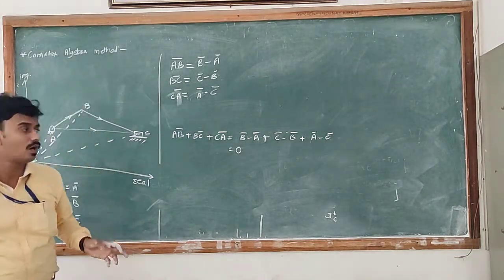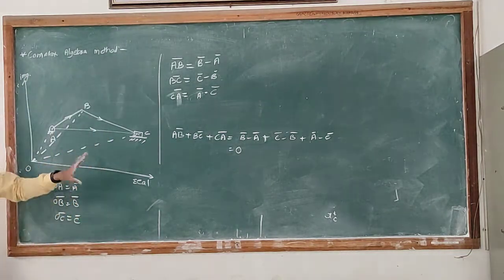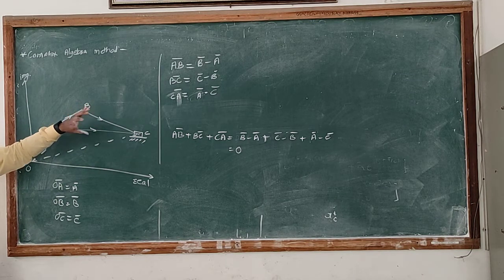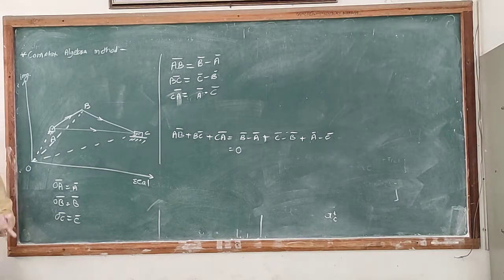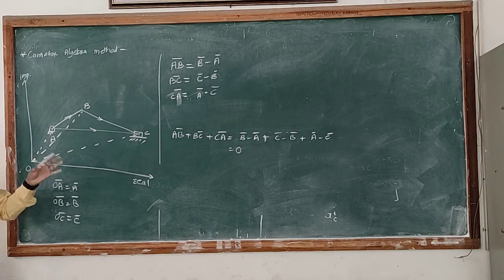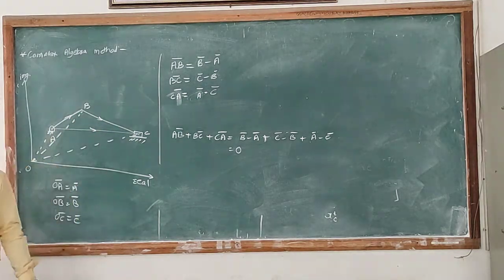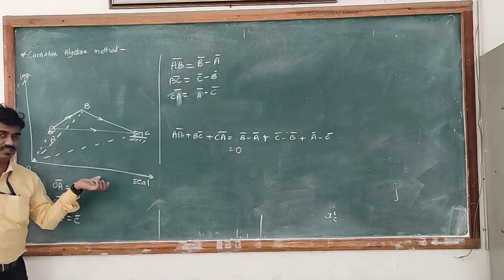To understand this concept better, that is the closed loop equation for a slider crank mechanism or a 4-bar chain mechanism, we will take a numerical. This will help to understand the overall concept. This numerical we will see next.